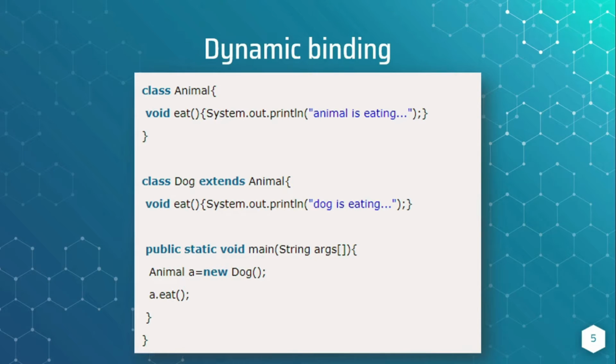Dynamic binding. When the type of the object is determined at runtime, it is known as dynamic binding. In the above example, the object type cannot be determined by the compiler because the instance of Dog is also an instance of Animal. So the compiler doesn't know its type, only its base type. So based on the code, the output is "dog is eating".